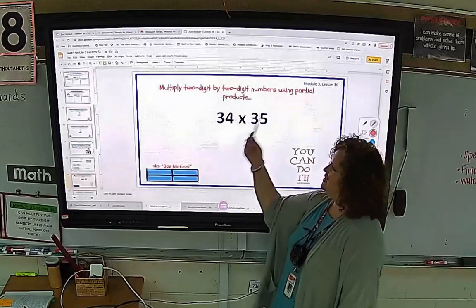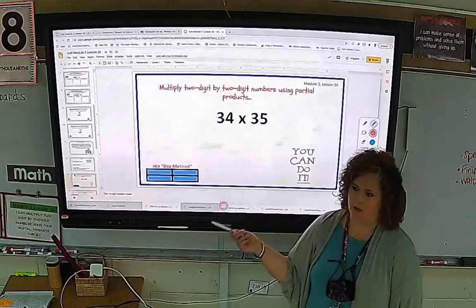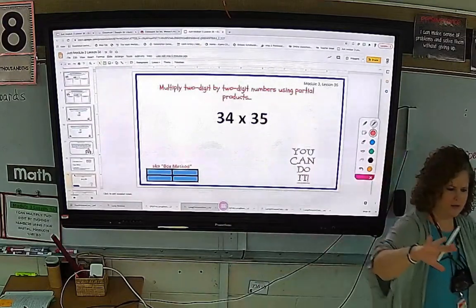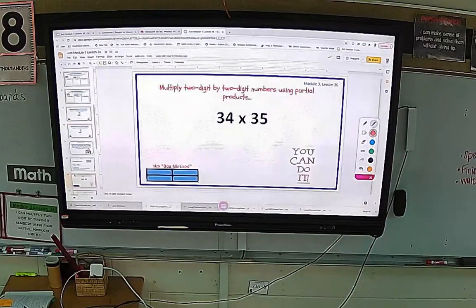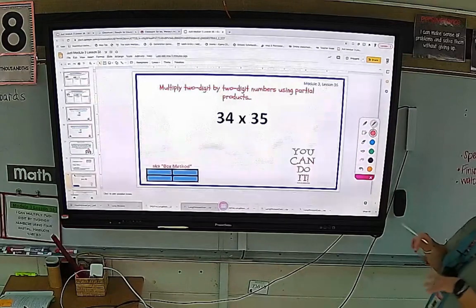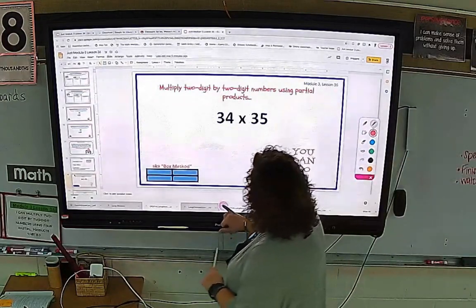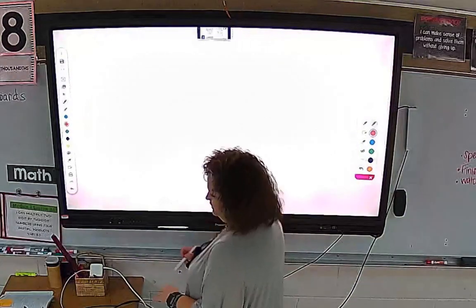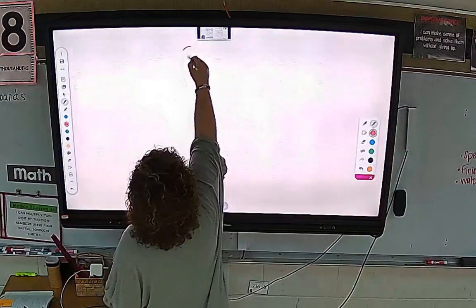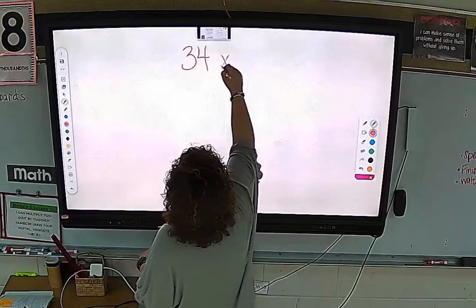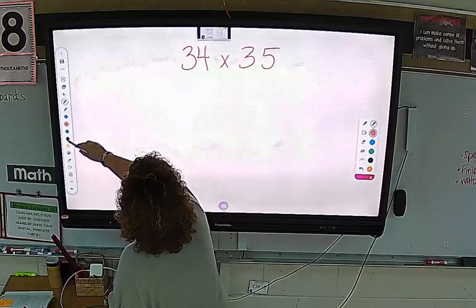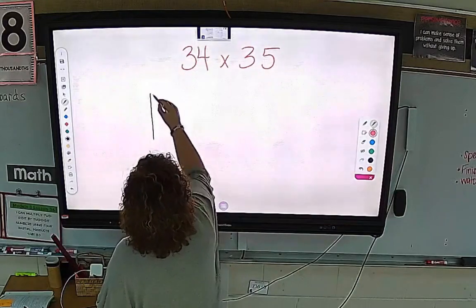So we have 34 times 35. Now, I know that it says partial product up here. But partial product and area model kind of work closely together sometimes, and that's why we're doing them together. Let me switch over because I feel like I'm going to need more space. I don't want that to look so crowded for you. We've got 34 times 35. We are still going to have our box, our area model.